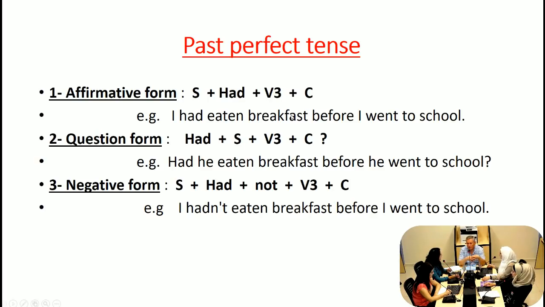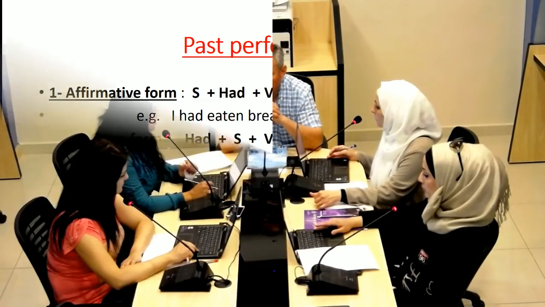And just to make it clear to the students, the past perfect is the same as the simple past. But when we have two actions, we want to show which one happened first. We put it in the past perfect. So the one that happened first is the past perfect. The one that happened next is the past simple.